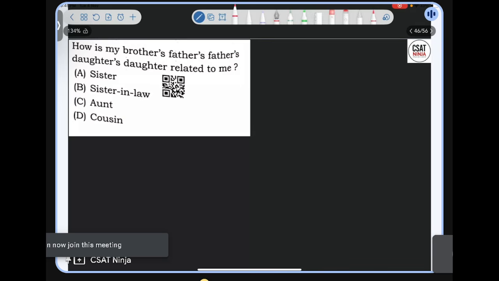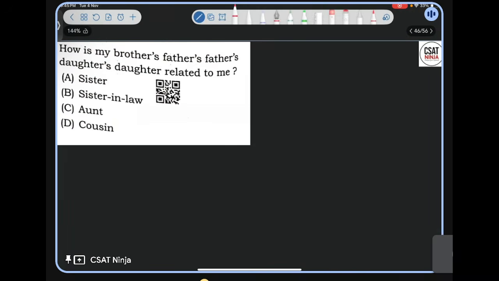Next, now comes the blood relation. The question here is, how is my brother's father's daughter related to me? Okay, it's a very simple question. Let's say this is me. My brother, so I'll represent male by box and female by circle. Okay. My brother's father.